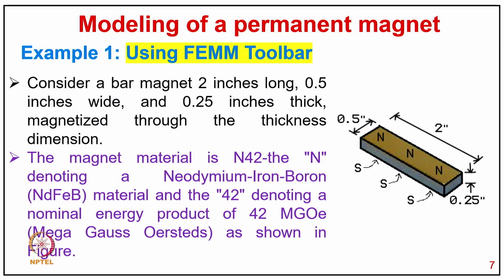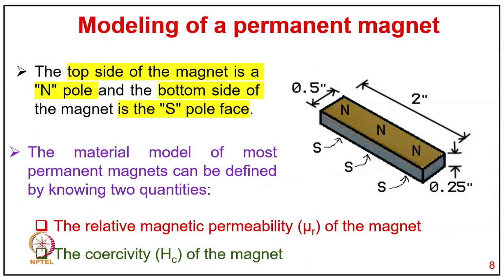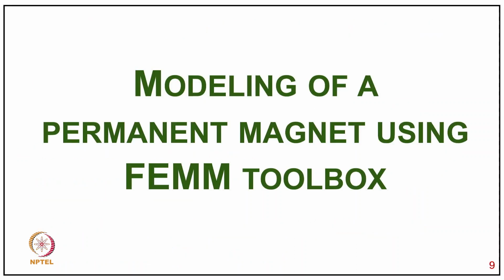Coming to this example 1, using the finite element toolbar, consider a bar 2 inch long, 0.5 inch wide and 0.25 inch thick, as you can see in the diagram. Magnetize through the thickness dimension, and the magnet material is N42, N denoting the neodymium iron boron (NdFeB) material, and 42 denotes the nominal energy product of 42 mega gauss oersteds, as shown in the figure. The top side of the magnet is the N pole. The bottom side of the magnet is the S pole face. The material model of most power magnets can be defined by knowing two quantities: the relative magnetic permeability of the magnet and the coercivity of the magnet. Now, coming to modeling of a power magnet using the finite element model toolbox.